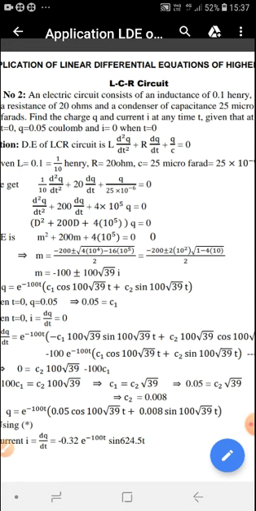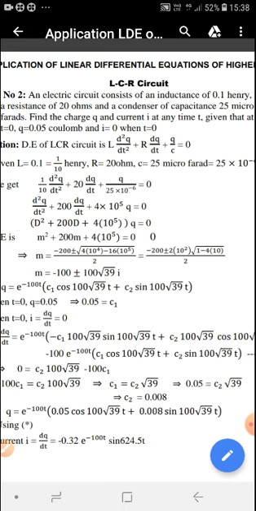Question 2. An electric circuit consists of inductance of 0.1 Henry, resistance of 20 ohms and condenser of capacitance 25 microfarads. Find the charge Q and the current I at any time t, given that at t equal to 0, Q is equal to 0.05 coulomb and the current I is equal to 0 when t is 0. So initially I will be 0, Q will be equal to 0.05 coulomb. You have to find the expression for the current I in terms of t.